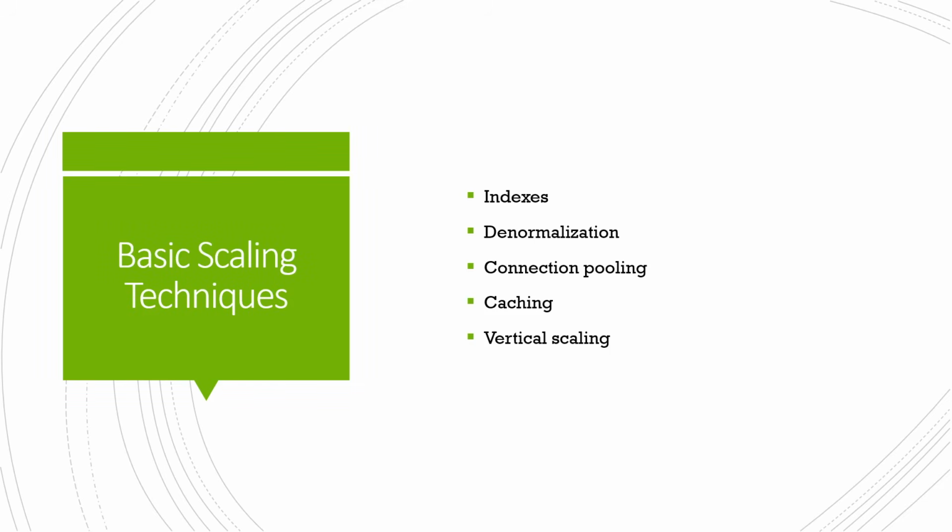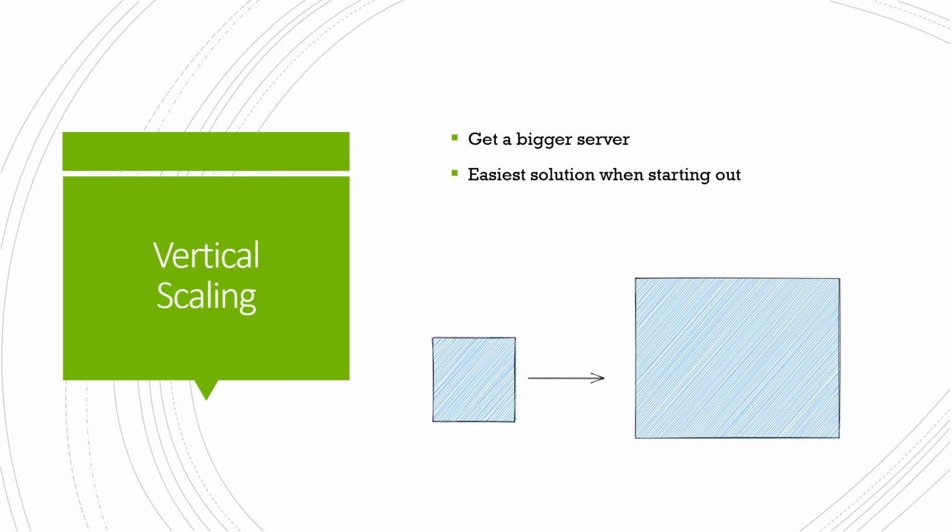So these are the simplest ways to start off when trying to improve the performance of your database, and I'll just go over them one by one. The easiest is obviously vertical scaling. You don't have to change anything, you literally just move your database to a bigger server so that it has a faster processor or more memory.